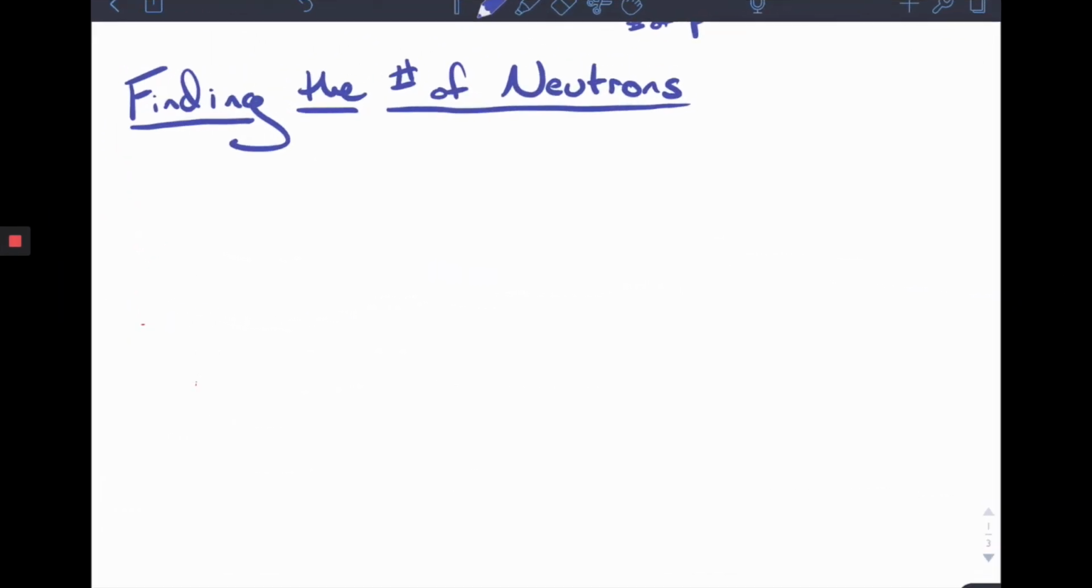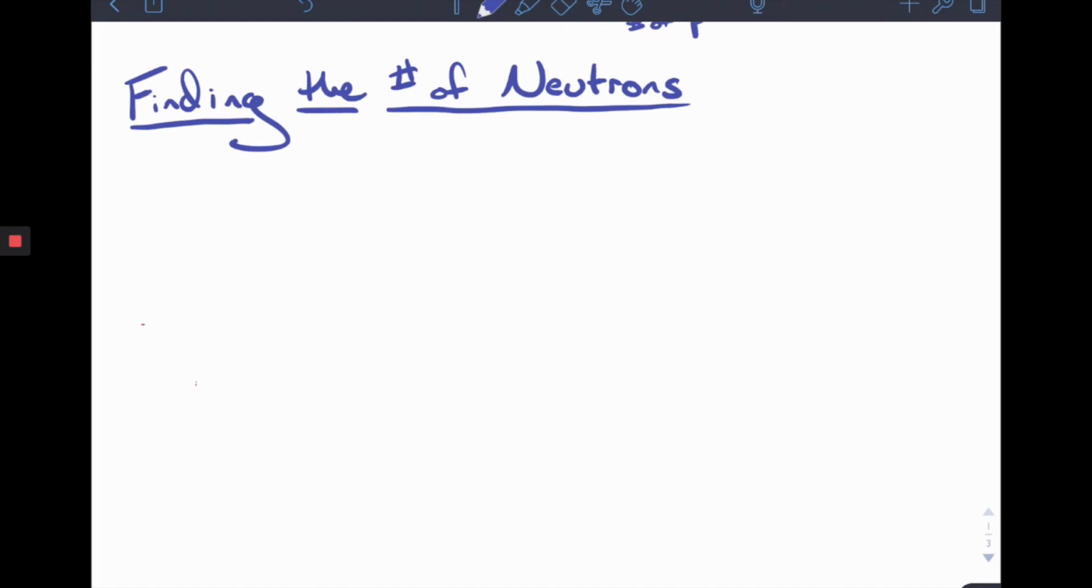All right, so let's take a look here at how to find the number of neutrons in an atom. Now, before we get started on this, I'm just going to run through a couple sample problems, because usually when I teach this to students, they start to freak out a little bit, and I want to show them that it's quite simple and not be scared of the big words.